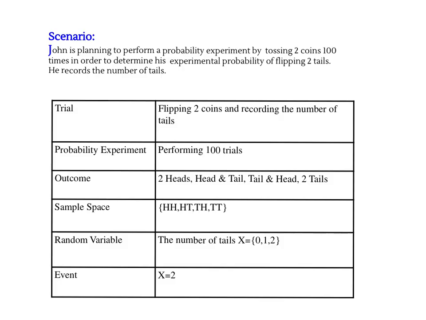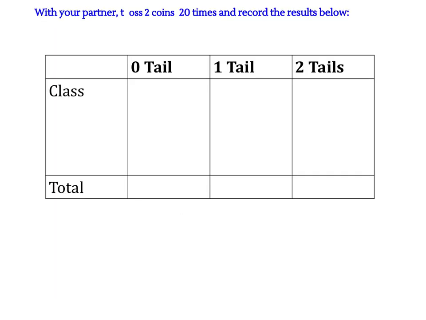My sample space is written in set notation. The random variable is the number of tails. So I can have 0 tails, I can have 1 tail, or I can have 2 tails. And the event that I'm looking for is flipping 2 tails.